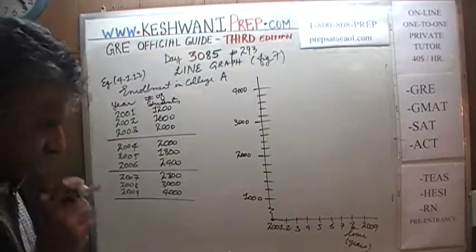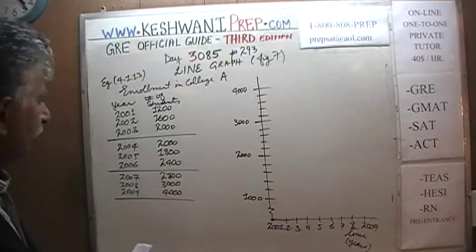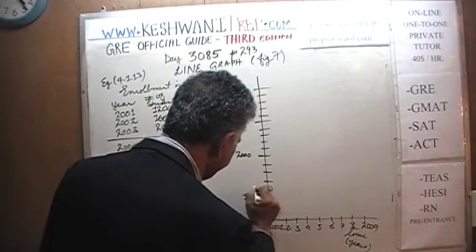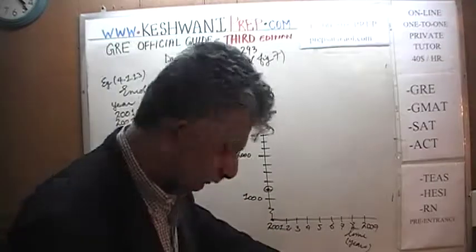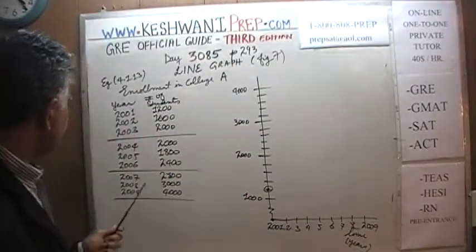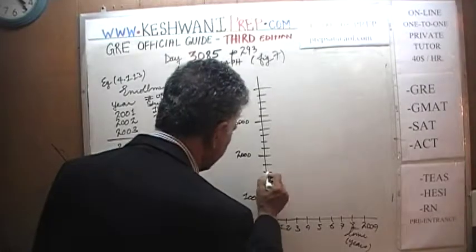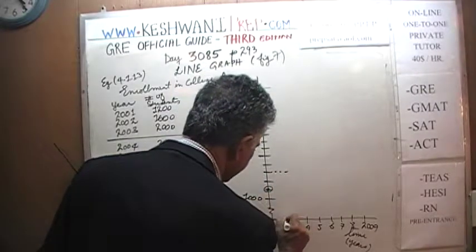We're almost ready. Let's get going. So the first year we had 1,200. So here we go. 2001, we started out with 1,200 right here. The following year, 2002, it went up to 1,600. So 1,200, 1,400, 1,600.